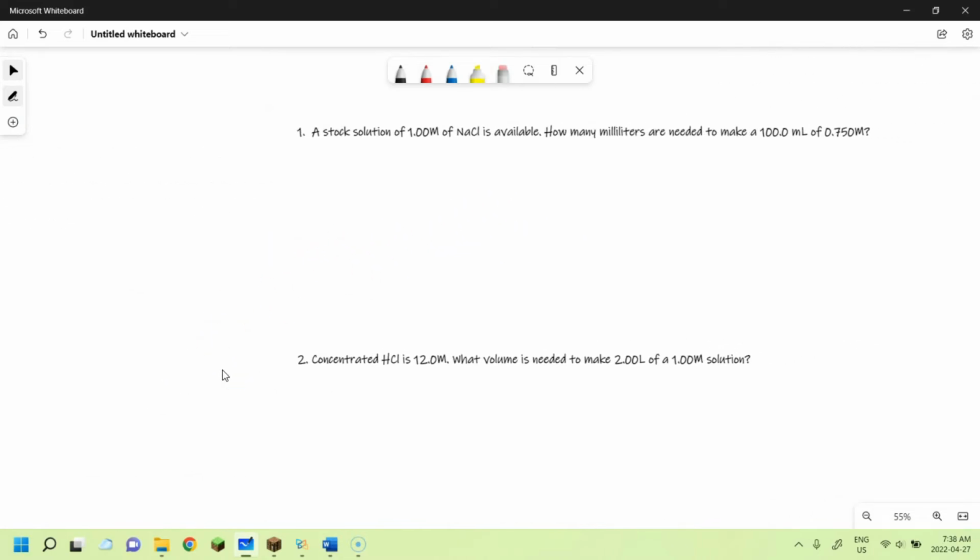Okay, so here we have a question. We have a stock solution, 1 molar HCl. How many milliliters is required? So just like all other cases, write down our givens, what we know. Okay, and so we know our initial concentration. By the way, M is moles per liter, so I'll write it more as moles per liter.